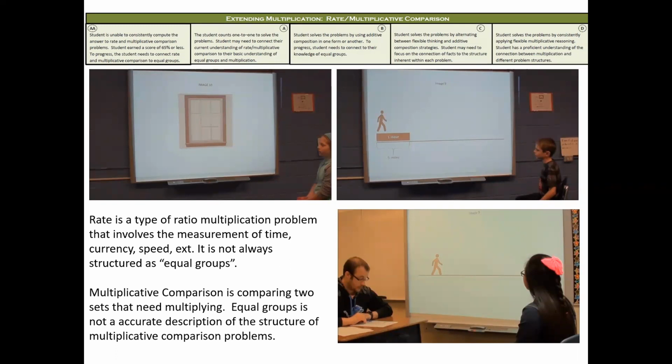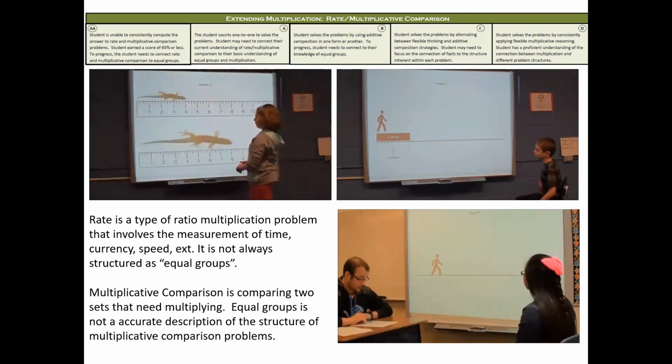And here's what level A would look like as a rate problem. It takes 2 minutes to wash each window pane section. So each of these little sections right there, it takes 2 minutes to wash one of those. How long would it take for someone to wash all of the window panes? If you see, she's clearly counting by ones. 18? 18 what? 18 minutes.